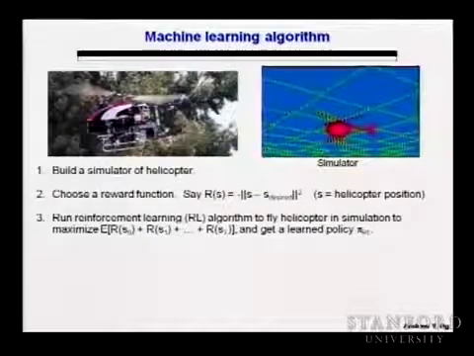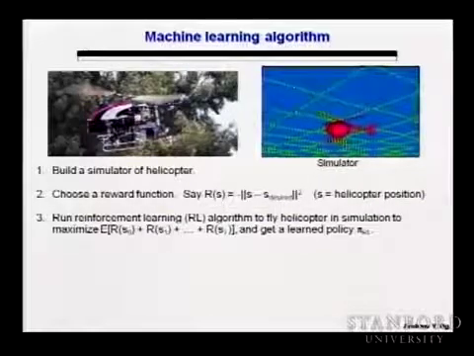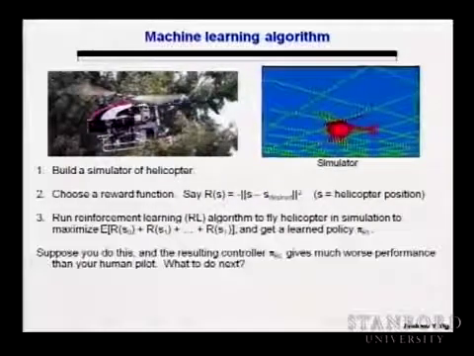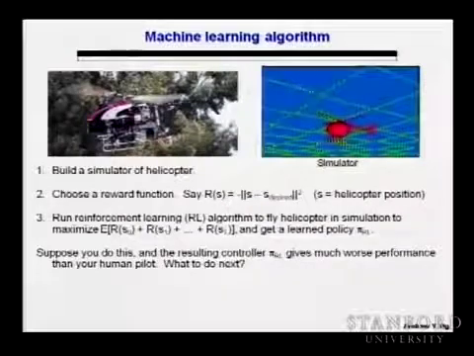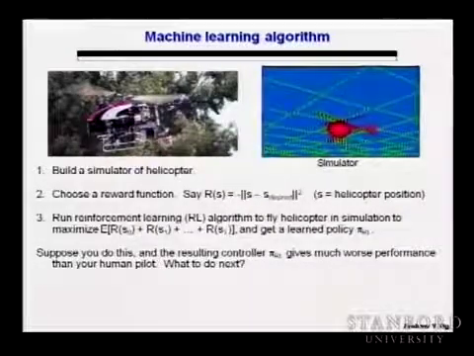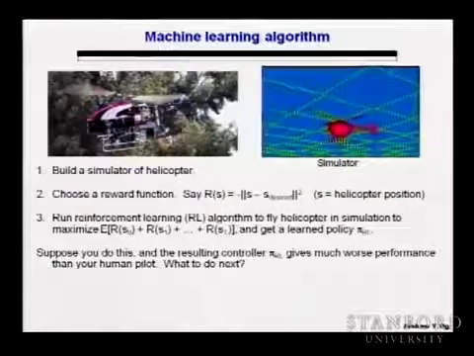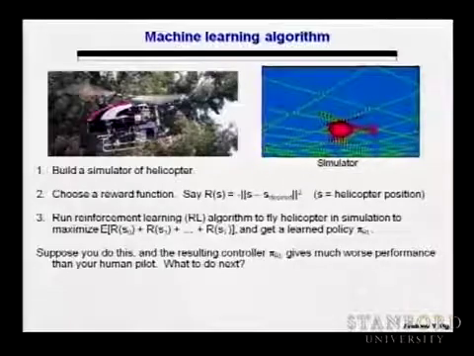And when you do that, you get a policy out, which I'm going to call the policy pi subscript RL, to denote the policy output by the reinforcement learning algorithm. Okay? And let's say you do this, and the resulting controller gives much worse performance than a human pilot that you hired to fly the helicopter for you. So how do you go about figuring out what to do next?